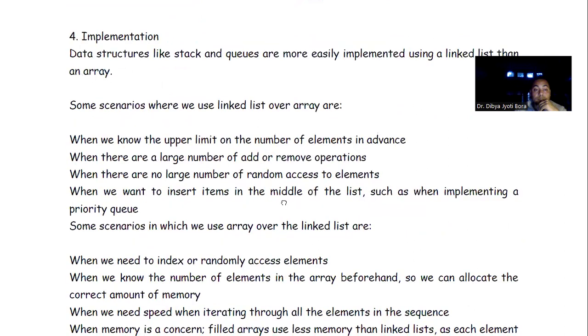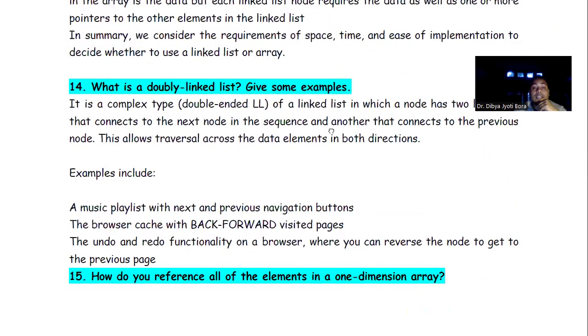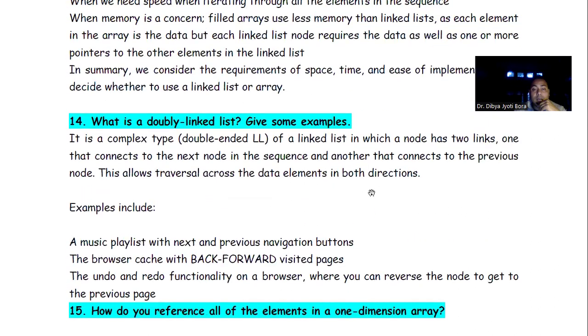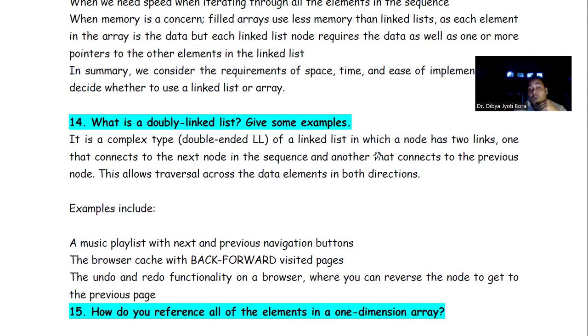Okay. Next question. What is a doubly linked list? Give some examples. A doubly linked list, or double-ended linked list, is a linked list where each node has two links. One connects to the next node in the sequence, another connects to the previous node. It means you have two hands, one pointing to the previous person and another to the next person. Similarly, in a doubly linked list, every node has two links. The first link points to the previous node, and the other pointer points to the next node in the sequence.